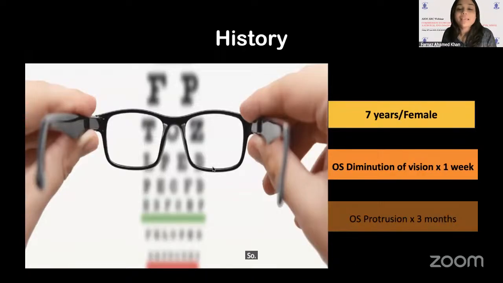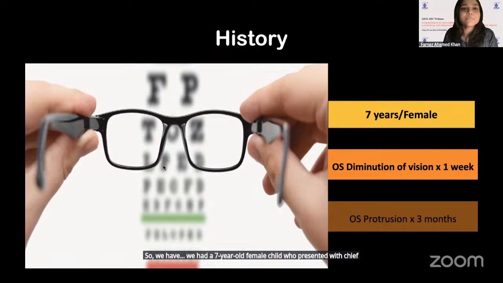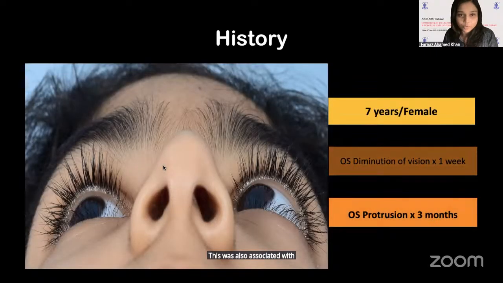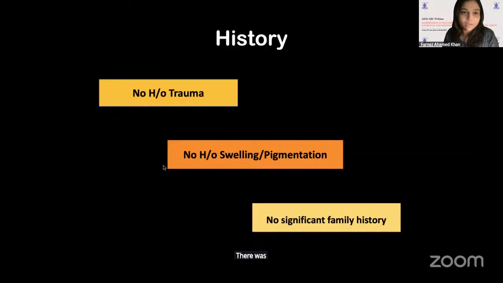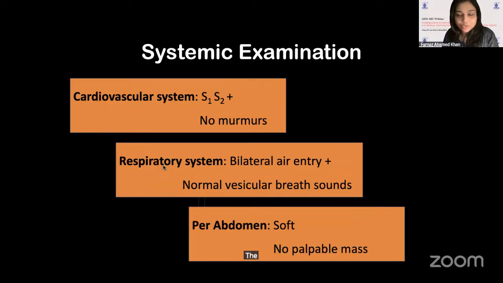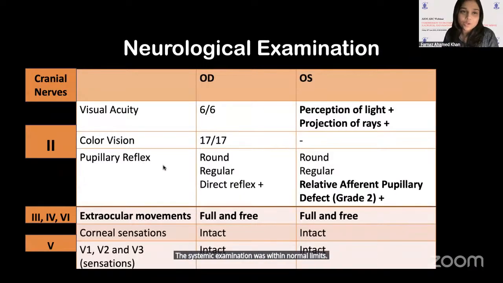We had a 7-year-old female child who presented with chief complaints of gross diminution of vision in the left eye, noticed for the past 7 days. This was also associated with left eye proptosis, gradually increasing over the last 3 months. There was no history of trauma. There was no history of swelling or pigmentation noticed anywhere else in the body, pertaining to neurofibromatosis, and no significant family history. The systemic examination was within normal limits. On neurological examination, there was no focal neurological deficit.